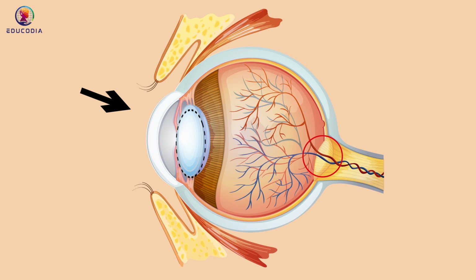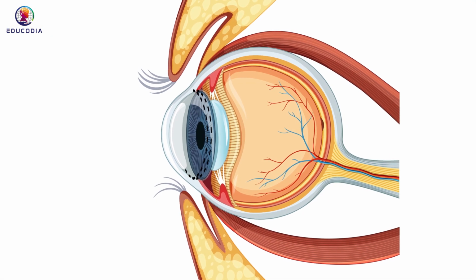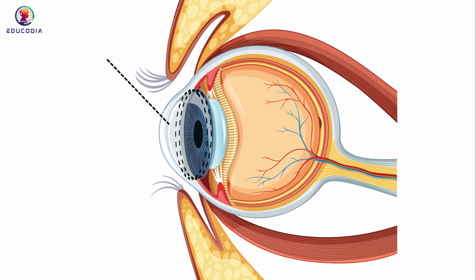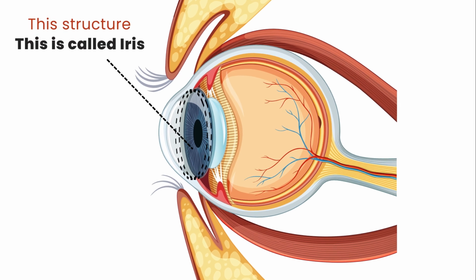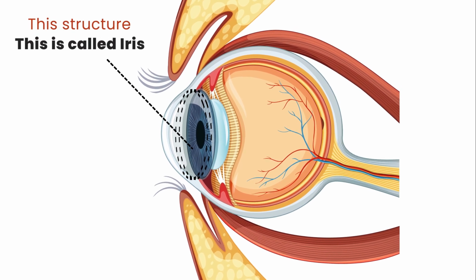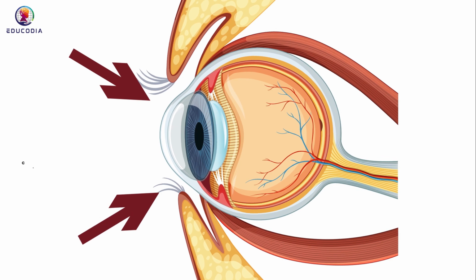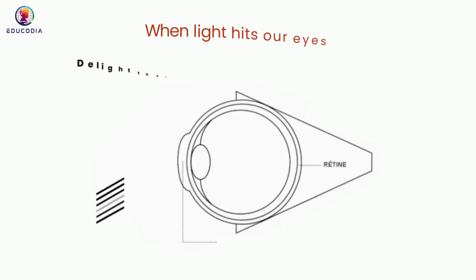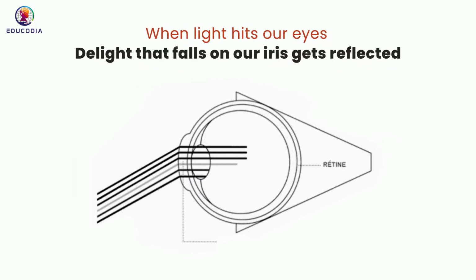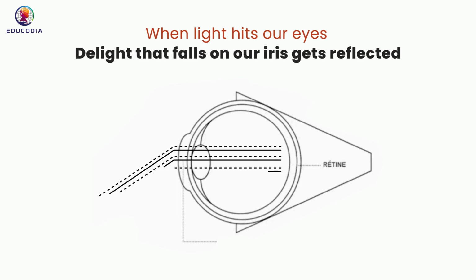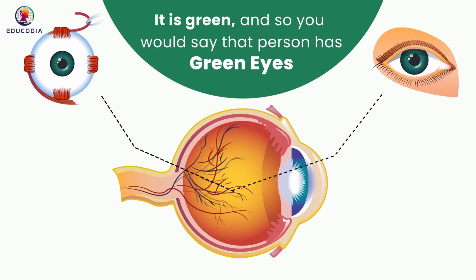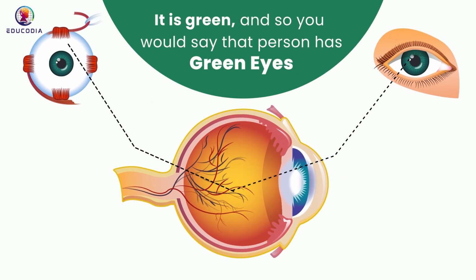So, we'll look at the different major parts of our eyes, and we will also see what each one does. Let's start with the one that is most visible to us, this structure. This is called the iris. When people talk about the color of the eye, they are actually talking about the color of the iris. So when light hits our eyes, the light that falls on our iris gets reflected, and the color of the light that gets reflected totally depends upon the pigment that makes it up. In this case, it is green, and so you would say that person has green eyes.